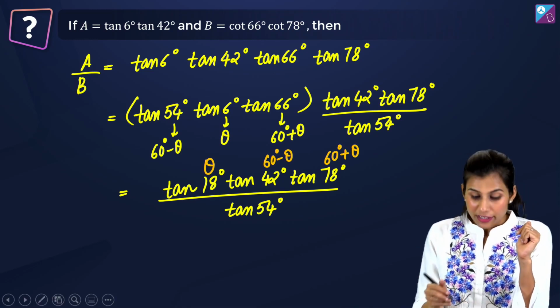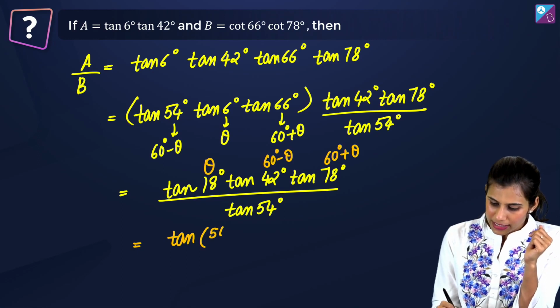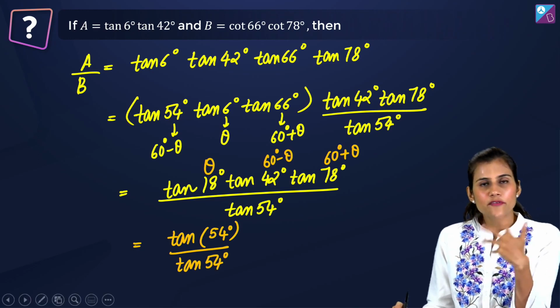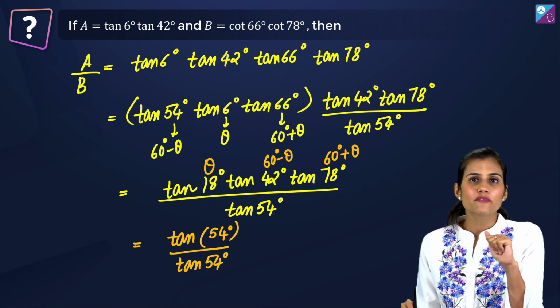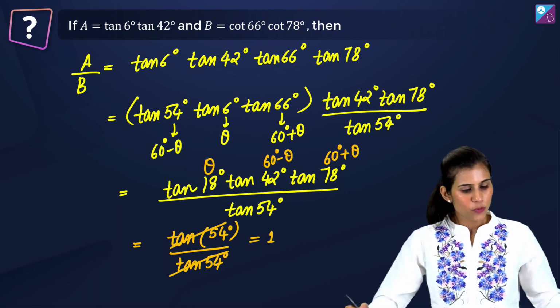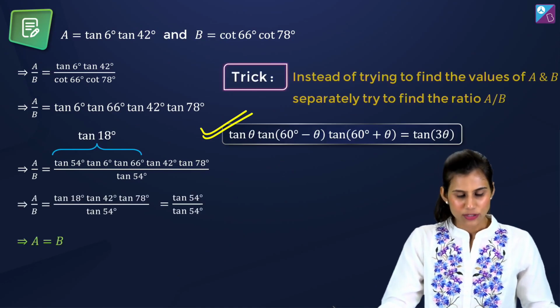So the complete numerator is going to resolve to tan of 3 theta. That means 3 times 18 degrees, which is 54 degrees. And the denominator already is tan 54 degrees. 54 degrees is an acute angle, so tan 54 will be positive, non-zero. So I can cancel it out. My answer is equal to 1. That's it. The answer is nothing but 1.